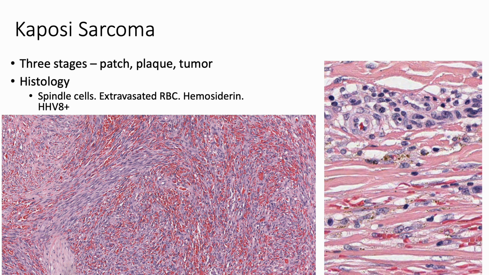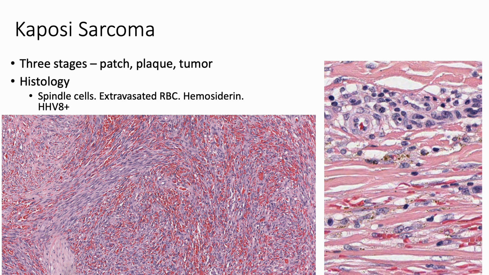Indicated here, you can see the extravasated RBCs in between the spindle cells and the hemosiderin. The hemosiderin, when you take the picture or use the microscope and flip the condenser down, you can see those hemosiderin are refractile, in contrast to the melanin pigment, which is not. So that's the way to tell them apart.